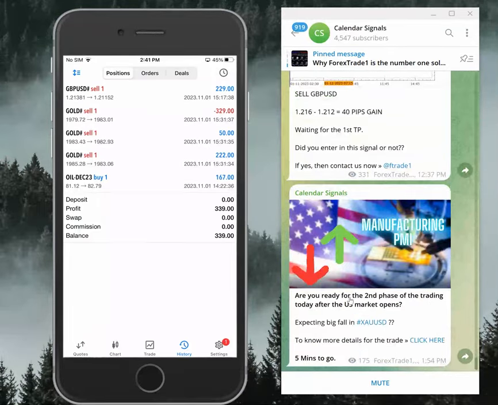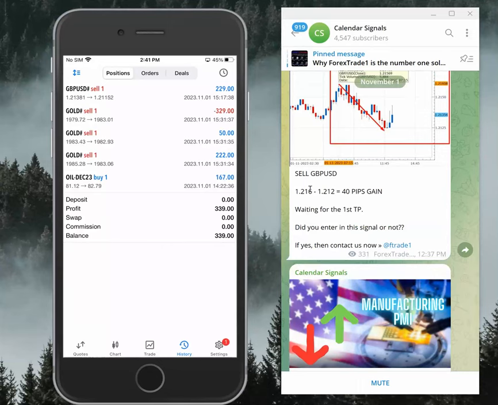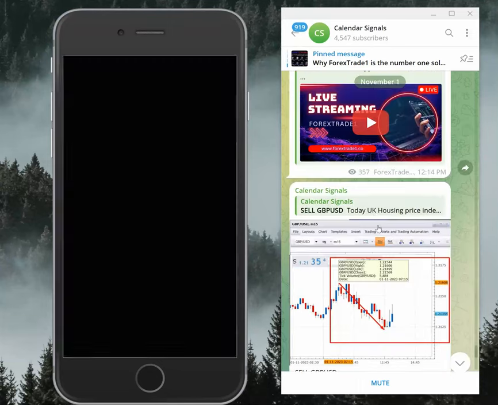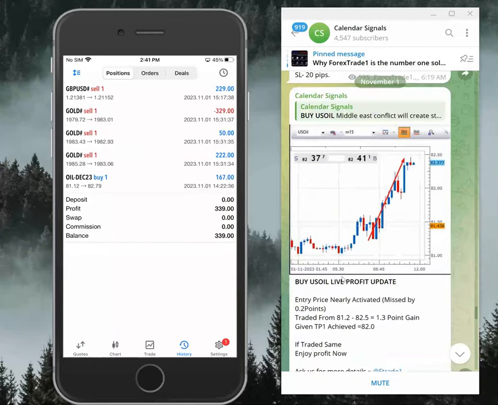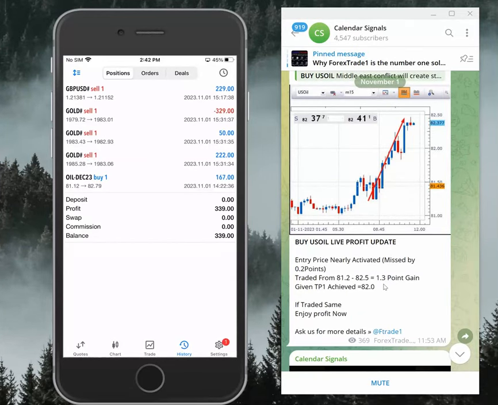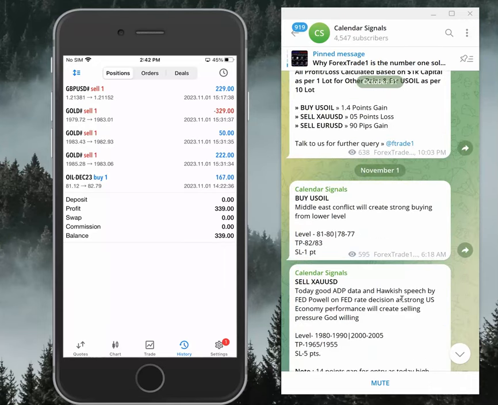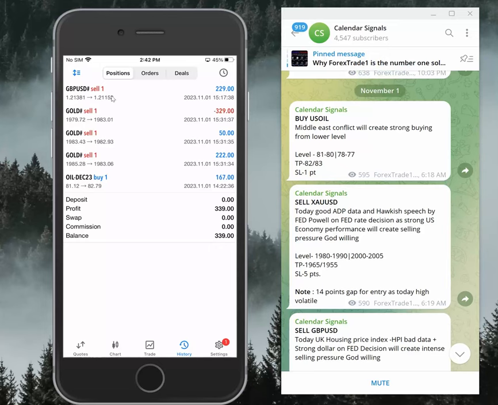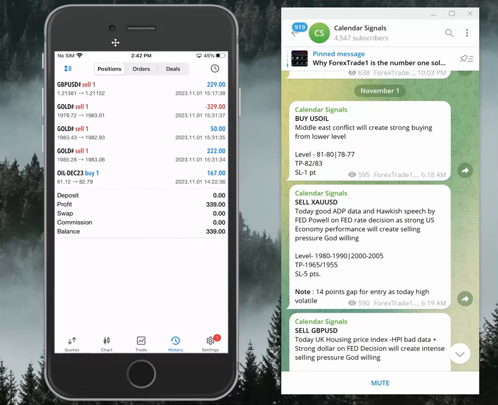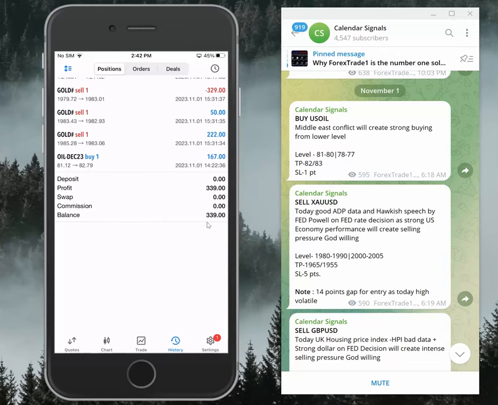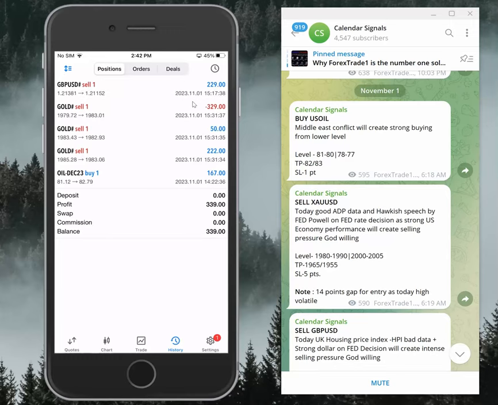And today the sell GBPUSD signal performed from our level and made 40 pips gain, and oil made a good profit of 1.3 points and our first target also reached. And here on the left hand side, here is the mobile terminal connected. Here we trade as per the calendar signals levels we mentioned on this channel. Today's profit is $339, and you can see all the trades placed on today's date, which is 1st of November.